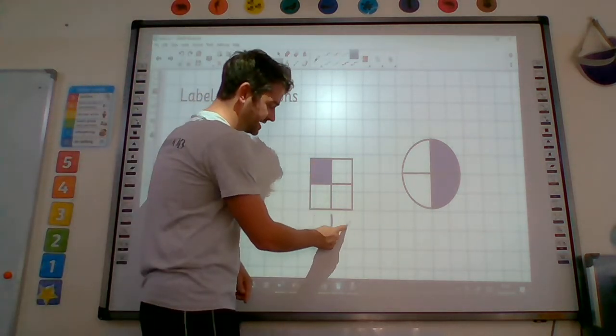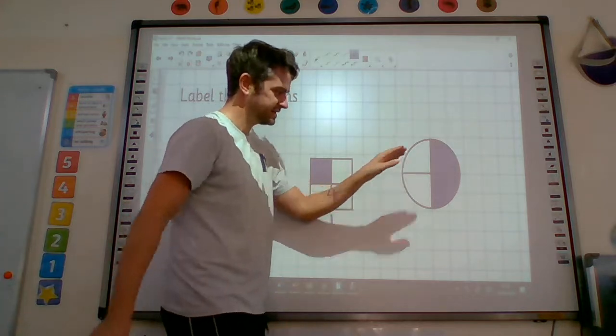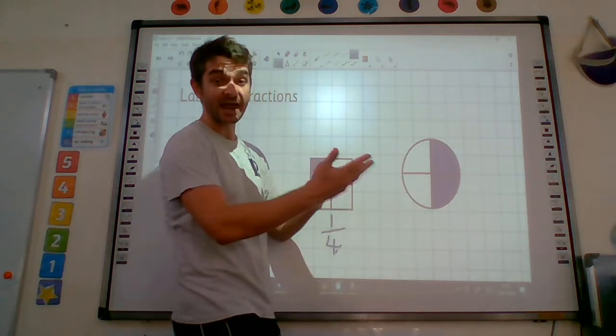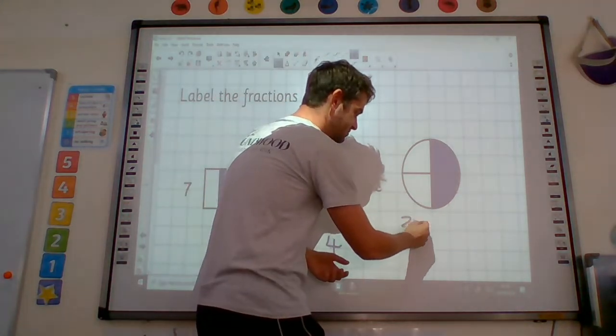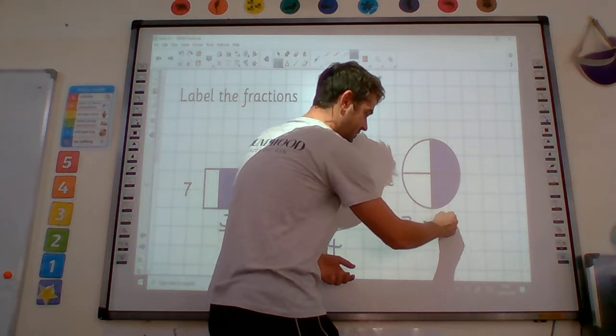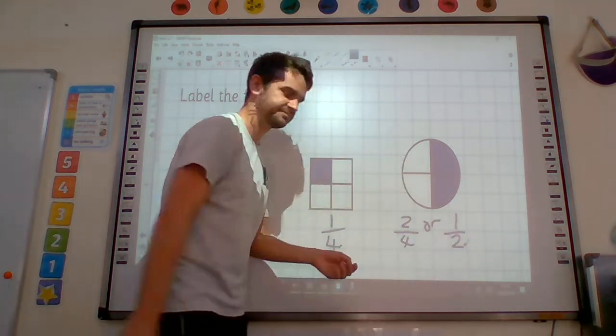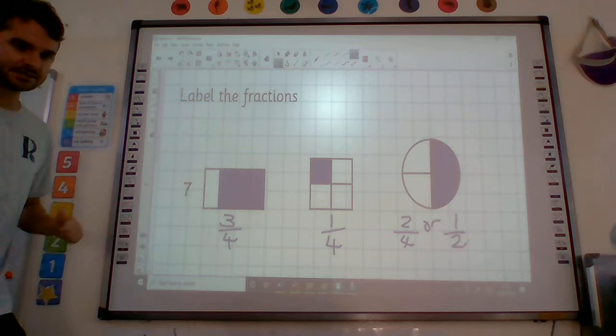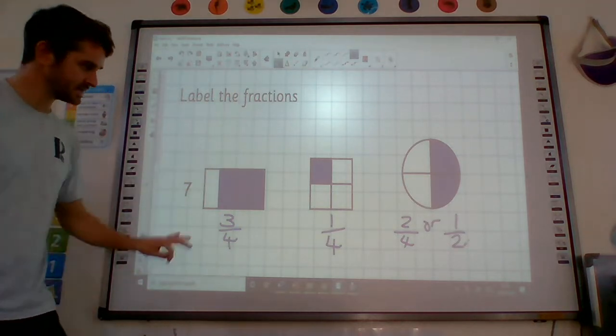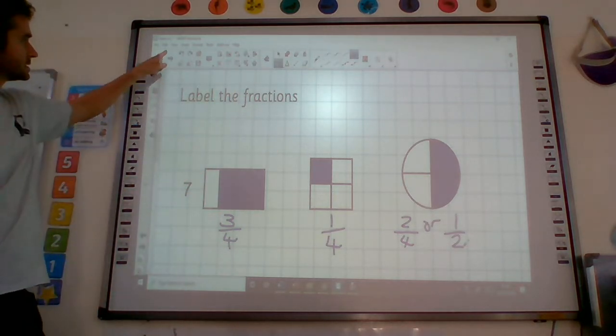This one, easy peasy from yesterday, 1/4. And this one here, this is the one where you can do 2/4 or 1/2. Excellent. Give yourself 3 small ticks if you're right. Have a look if you weren't.